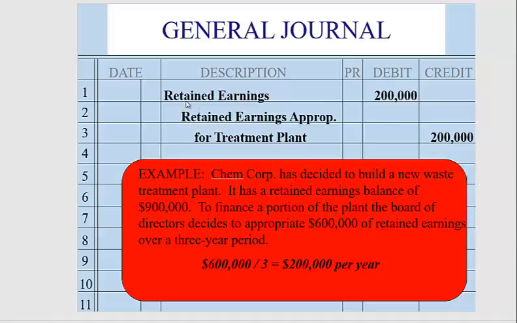They're going to debit retained earnings. Remember, it has a normal credit, so to appropriate $200,000 or set it aside, we're going to debit retained earnings for $200,000 and move that balance into retained earnings appropriated for treatment plant. So they were going to appropriate a total of $600,000 over 3 years, so that would be $200,000 per year.